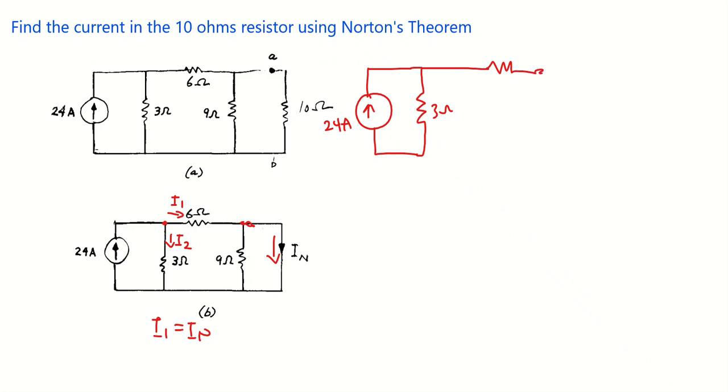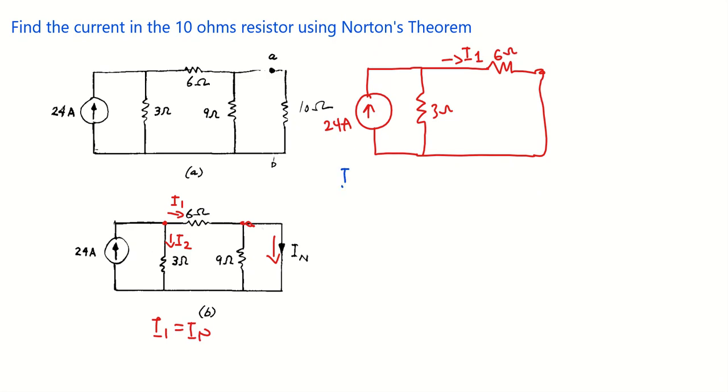Okay, so this is the 6 ohms, right? And then we know the current flowing through it is I1, which is the same as IN, right? So if you're able to find I1, you've already found IN. So let's look at how you're going to find I1. You can find I1 using the current division rule, right?